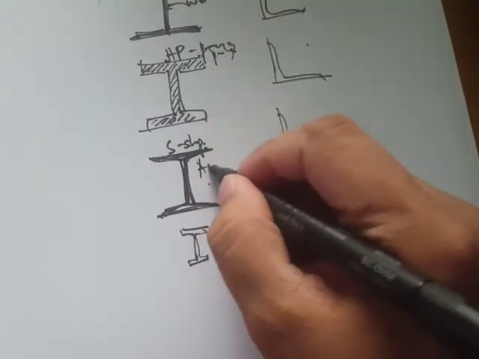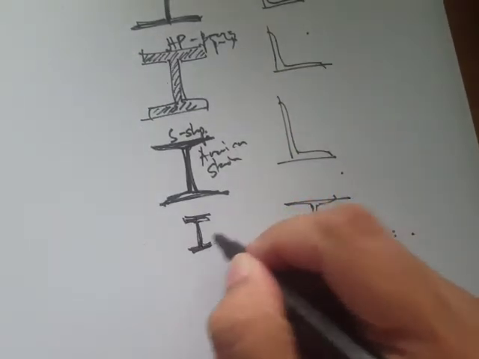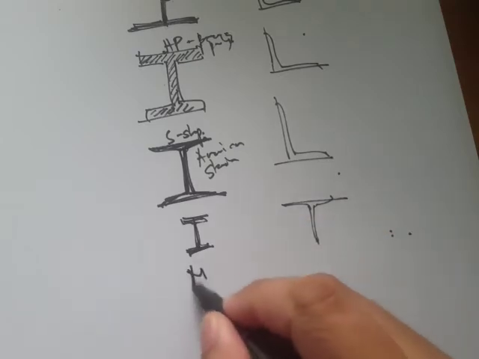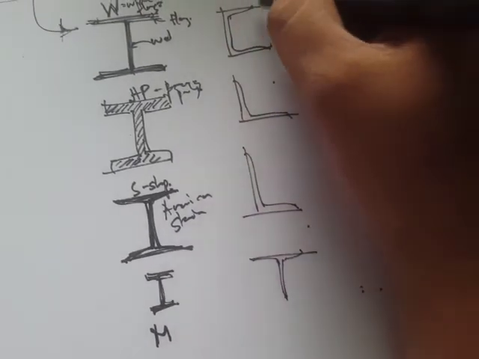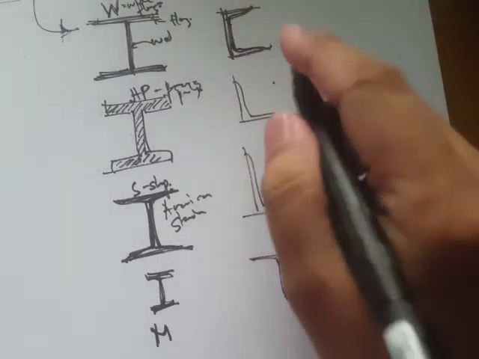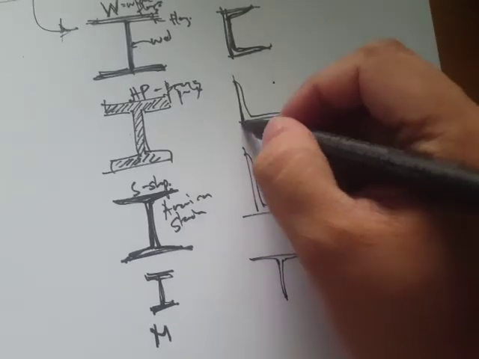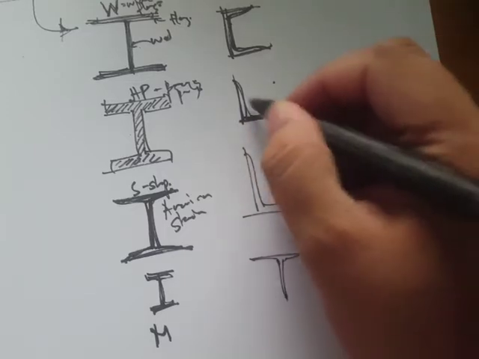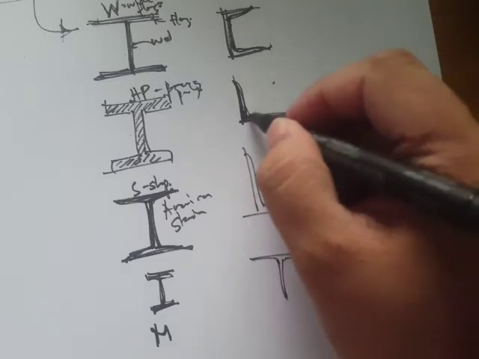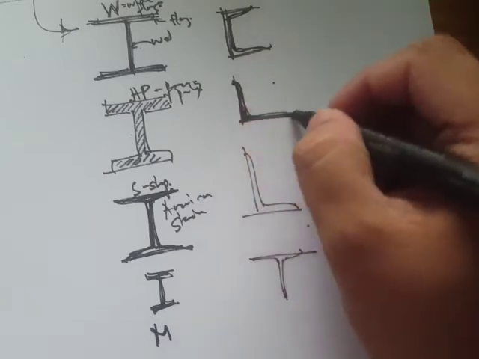This one is American standard, and this one is smaller shapes or miscellaneous shapes. That's called M shapes. And here we have channels. So channels, also tapered sections, and we also have angles here. Angles, so meaning, I think that's also something like tapered on this edge.